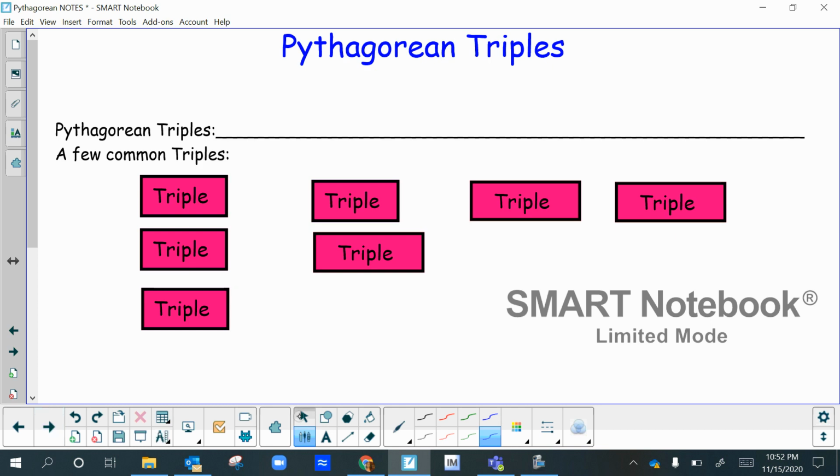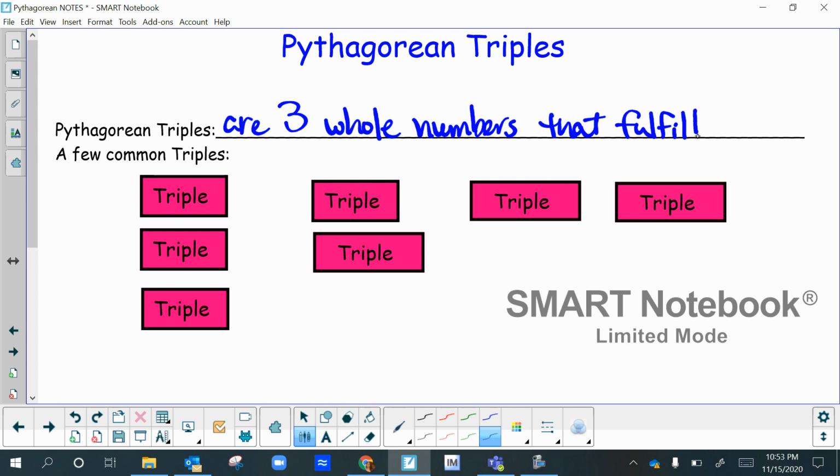Okay, and I know you've used this before in middle school, so it should be very familiar. All right, over here, some triples. So what are Pythagorean triples? These are 3 whole numbers that fulfill a squared plus b squared equals c squared, okay? So there are 3 perfect whole numbers that fulfill the equation a squared plus b squared equals c squared.